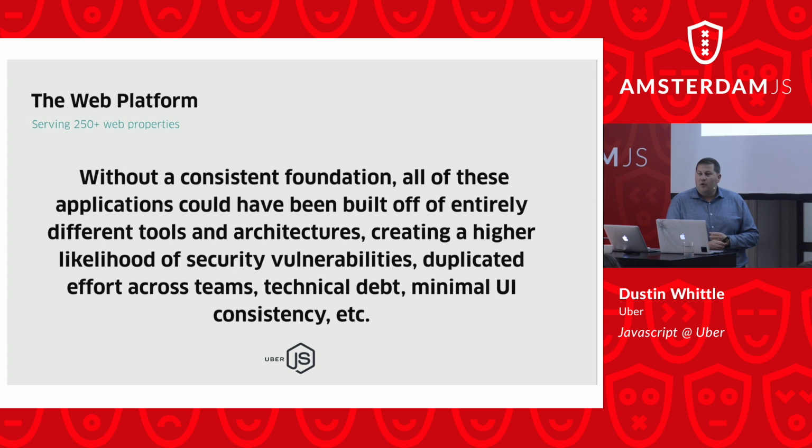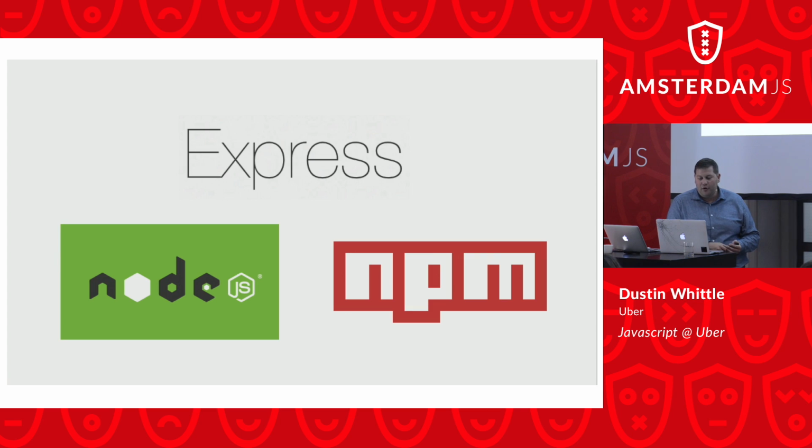And so we have a web platform team that really uses a standardized Node stack to build out web applications and provide a standardized UI component library that makes it easy to build web apps. And so without this web platform team, all of these would have a higher likelihood of security vulnerabilities, duplicated effort across teams, technical debt, and the UIs would start to look inconsistent. When we go to launch a rebrand, do I have to retheme every different web application, or can I simply upgrade my UI component library?